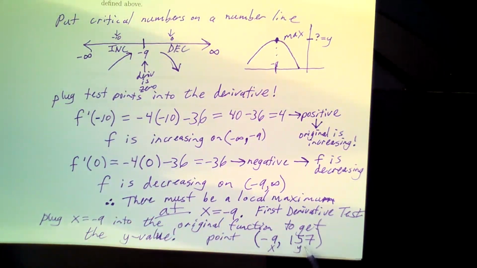So the local maximum is the height. We say the y value is actually what the max is. It's the height, 157. It occurs at -9, and this is the x y coordinate point that you can plot on a graph. This is my local max.